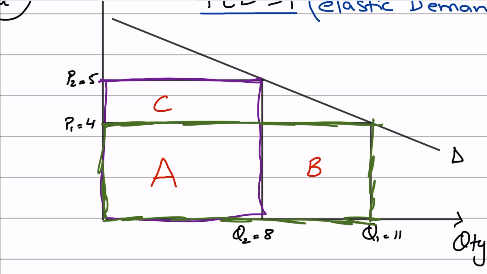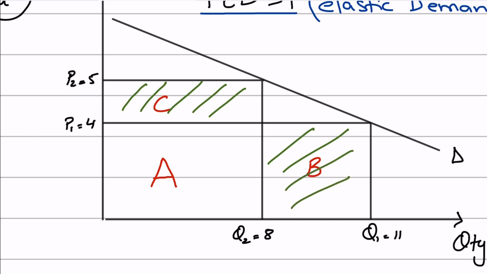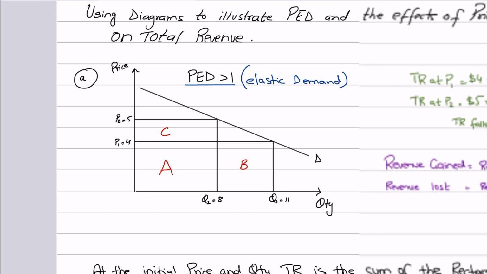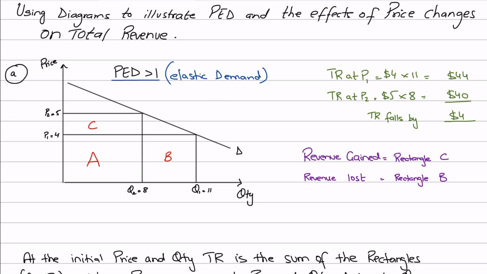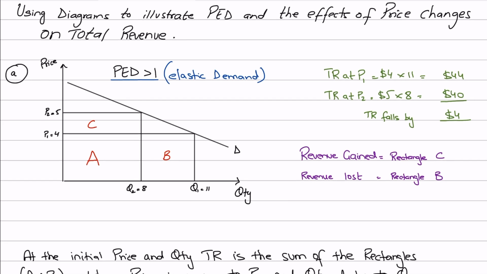So A is common in both, right? A was initially part of your old revenue as well, and now it's also part of your new revenue as well. So technically, what we learn is that you're gaining C and you're losing B, right? And the revenue that you're gaining is smaller than the revenue that you're actually losing, that is area B. And that's actually why your overall revenues are falling. So the revenue gained is rectangle C, while the revenue that is lost is rectangle B, right?